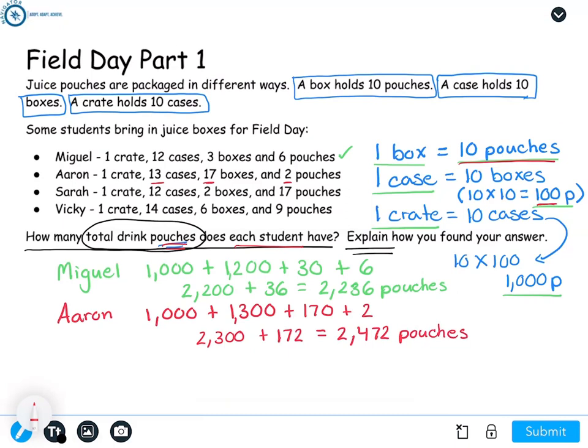Go ahead and pause the video and finish the work for Sarah and Vicky. Make sure that you're looking at the number of crates, cases, and boxes, and make sure that you're finding the total number of pouches that each student has.